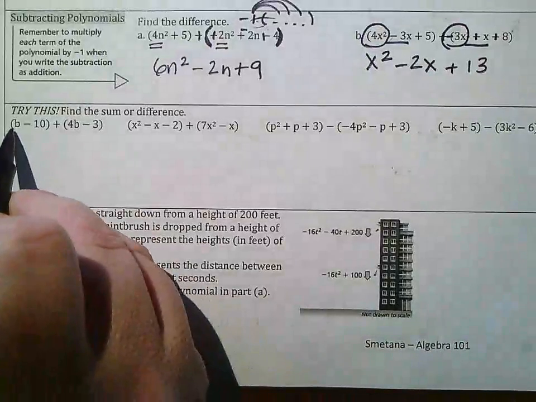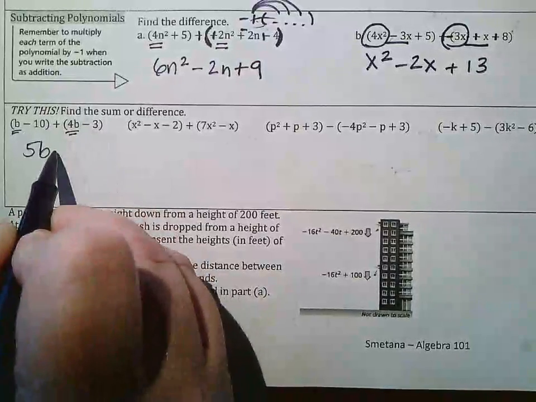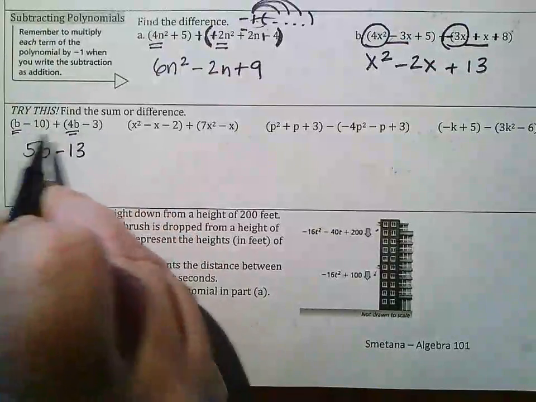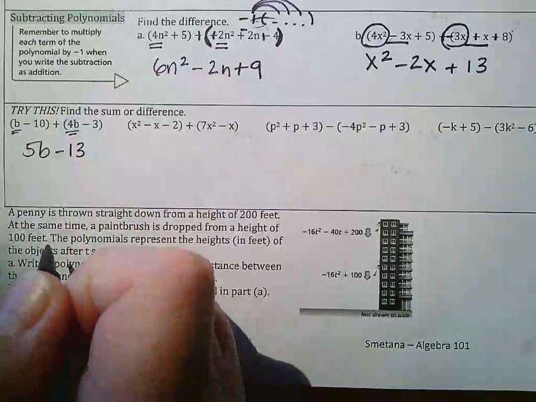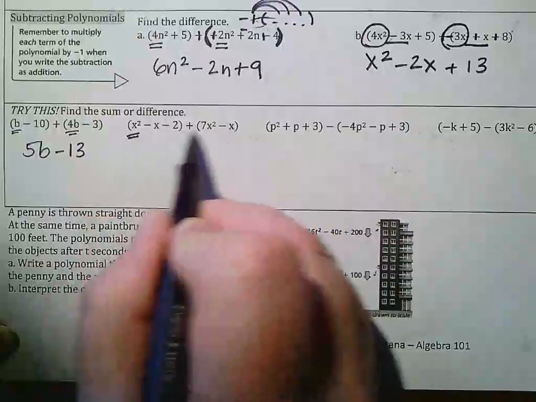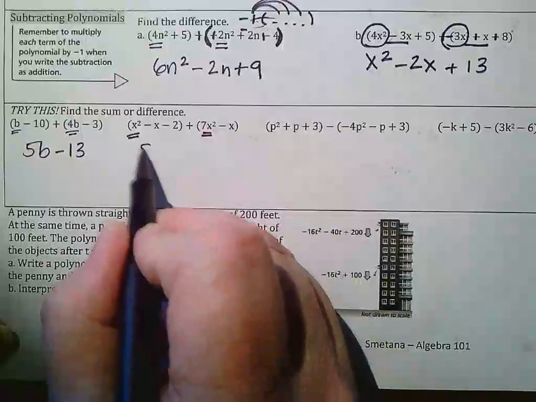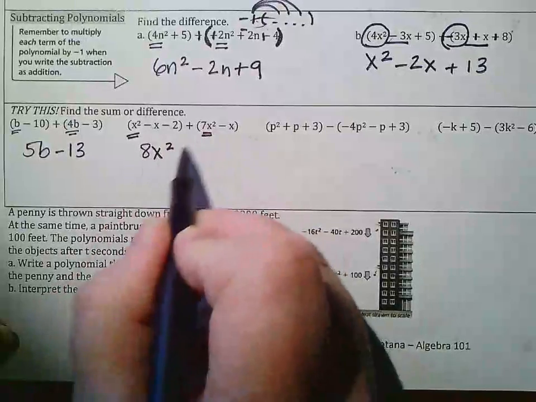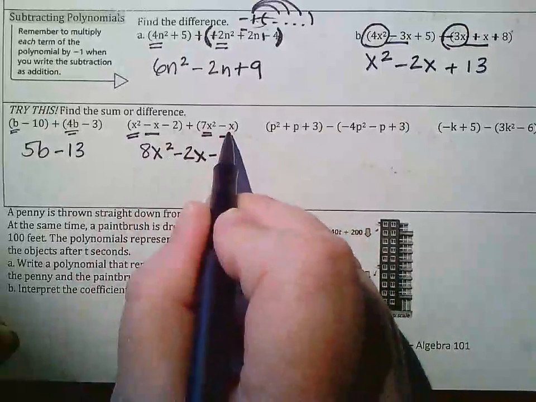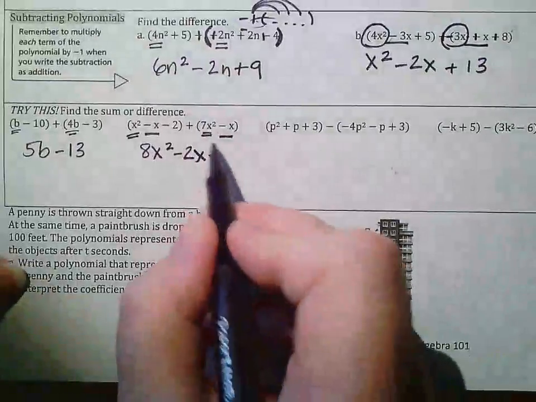So right here, I have b and 4b, which is 5b, and minus 13. I did not have to change any signs. I just had to drop the parentheses and add the like terms. In this one, it's addition as well. So x squared plus 7x squared is going to be 8x squared, minus 2x from right here and right here. They were both negative. Negative 1 plus negative 1 is negative 2, and minus 2.